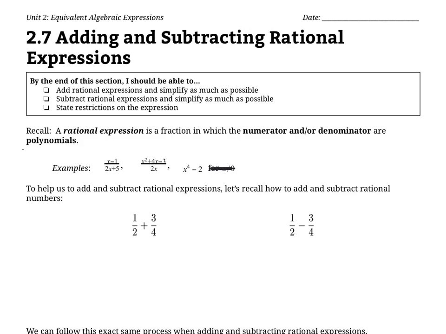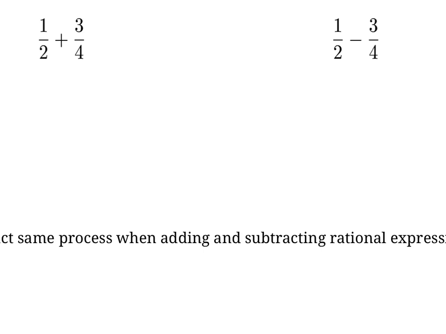So by the end of this lesson, you should be able to add rational expressions and simplify them, subtract rational expressions and simplify, and state restrictions. So let's start off with this first example with just rational numbers. So we have a half plus 3/4. If you're going to work ahead, what I'm actually going to do is I'm going to change one of these numbers. I'm going to change this 2 to a 3. So I'm just going to do that now before we move forward.